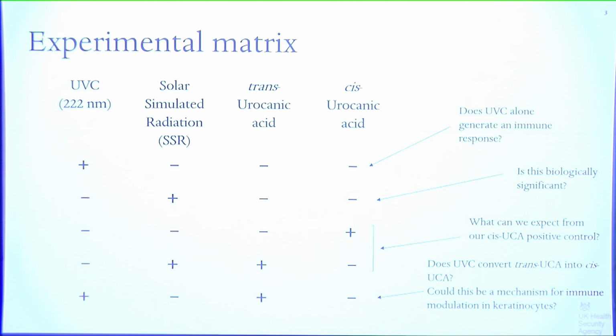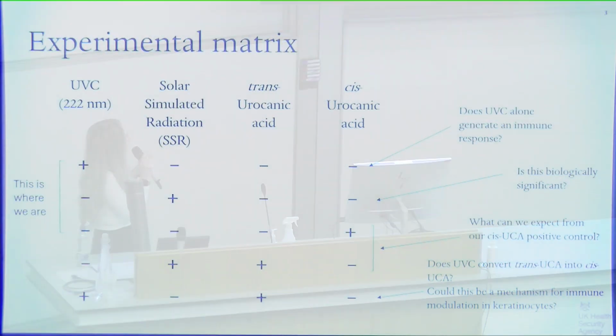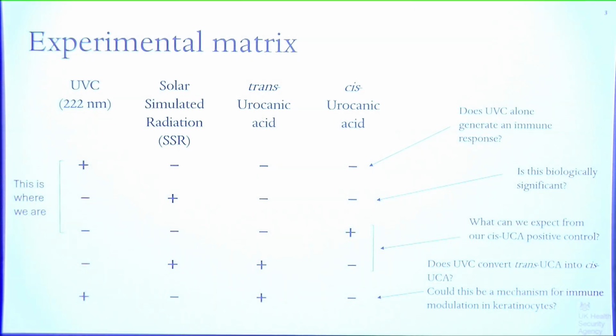And then finally, what we're really interested in, does far-UVC convert trans-urocanic acid into the more biologically active cis-urocanic acid? So this will be our baseline for measuring the far-UVC-induced conversion of trans to cis-UCA in a monolayer of primary keratinocytes. Unfortunately, I don't have all the results today. This has been a stepwise process. This is where we are right now. We have our UVC-exposed keratinocytes, our keratinocytes exposed to solar simulated radiation, and keratinocytes that have been incubated in cis-urocanic acid.